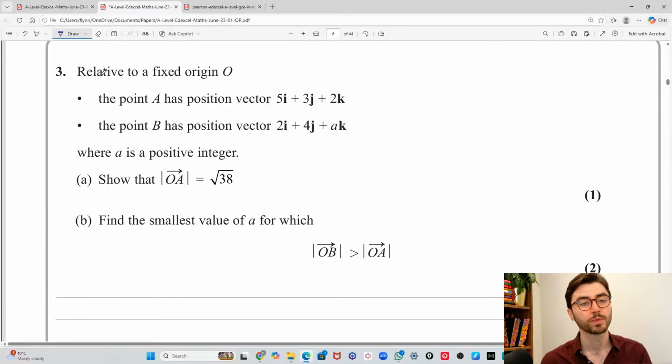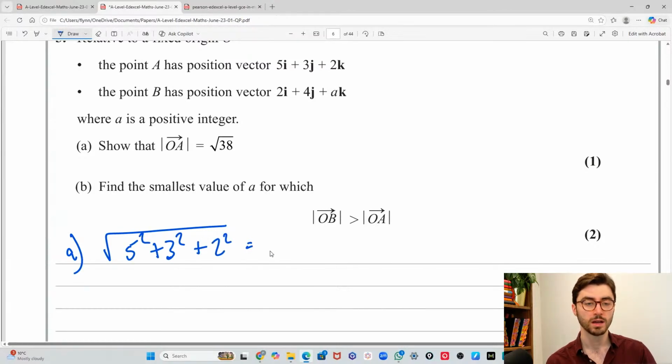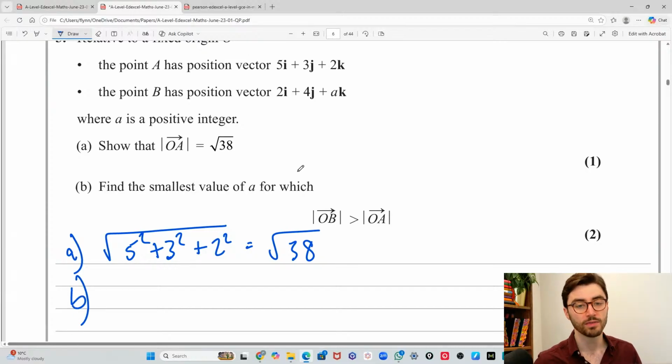So here, relative to a fixed origin, we've got some 3D vectors. The point A has that position vector, point B has that position vector. Magnitude of OA, well, that's just easy. That's done by Pythagoras. So the square root of 5 squared plus 3 squared plus 2 squared is, do we even have to go through it? 25, and 4 and 9 is 13, so 38. Done.